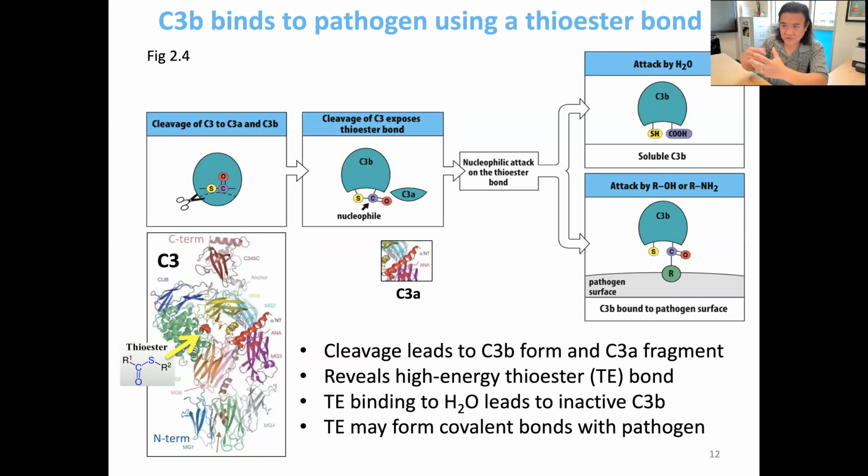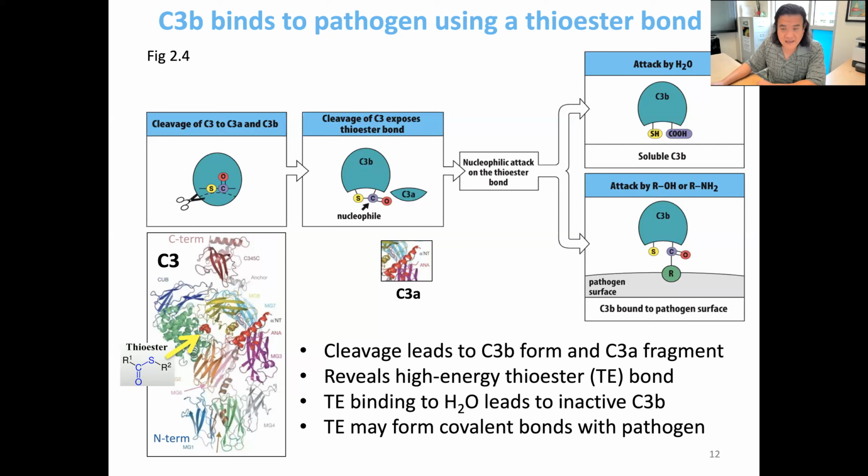As it rearranges, the part of it that has that thioester bond ends up pointing down, over here, and this serves as a nucleophile. So it undergoes nucleophilic attack on the thioester bond. Because this is floating around in water, you can imagine that almost immediately water interacts with the thioester bond, turning it into just a sulfhydryl group and the COOH. And guess what? If that happens, then this C3b is inactive. It's just going to float away and not be useful anymore.